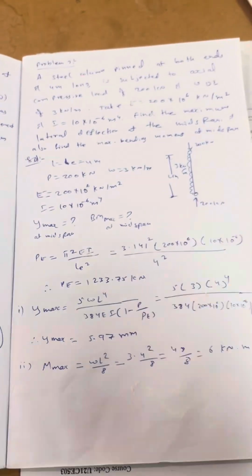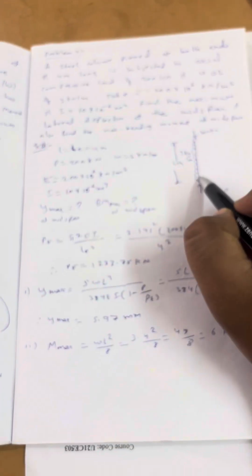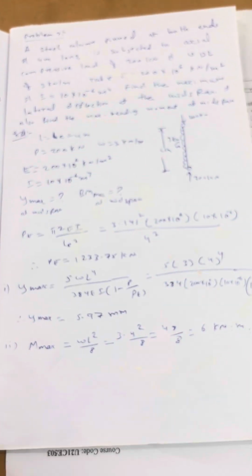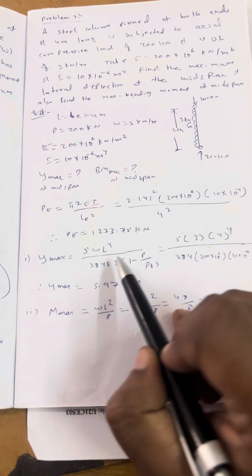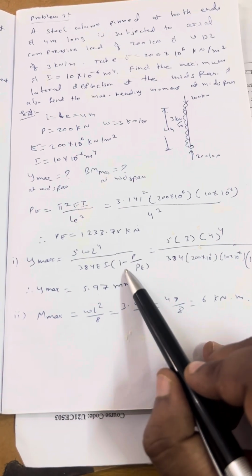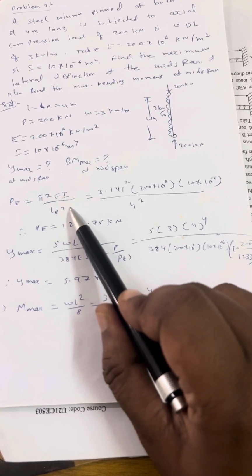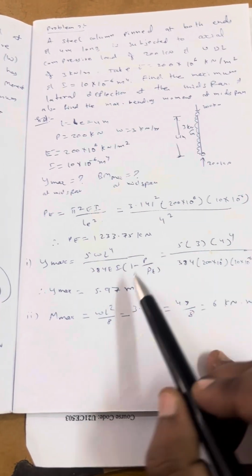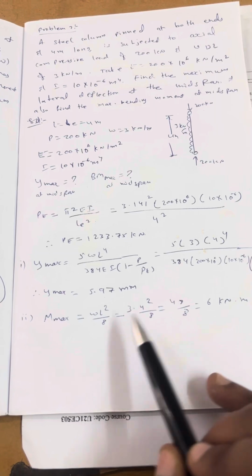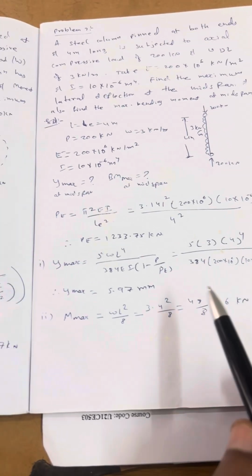For the second case, we need to calculate the maximum deflection at the center. Here also we know the formula for Ymax. Before calculating Ymax, we need to calculate PE. Here also both ends are pinned, so LE equals L. The maximum bending moment is WL^2/8.